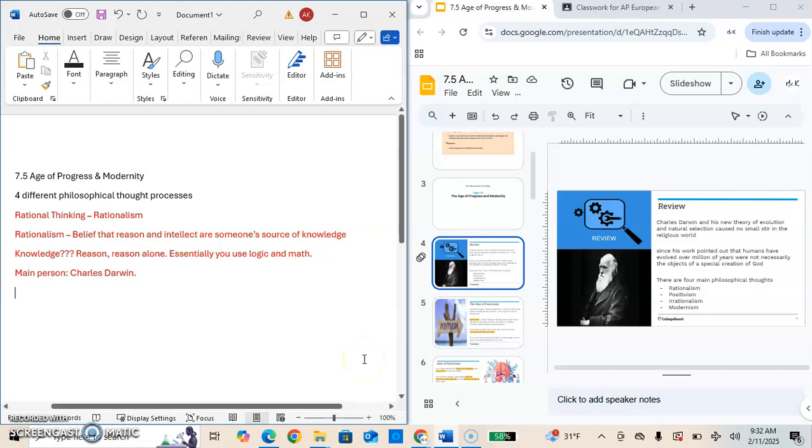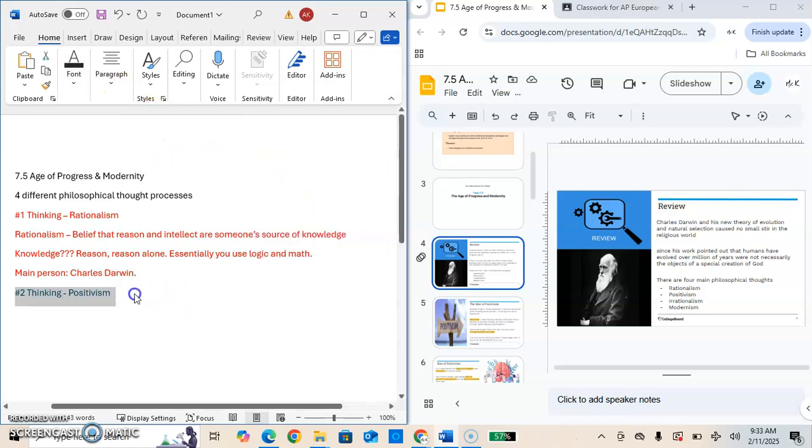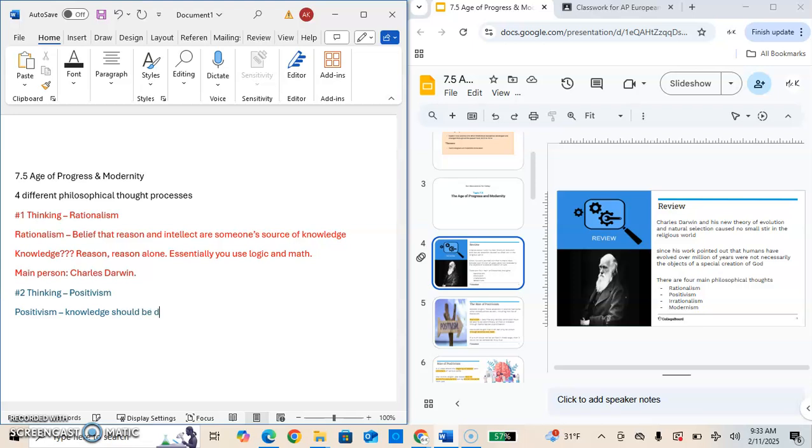Then we have a second way of thinking. So I'm just going to say number one thinking. And now we got number two thinking, and that is positivism. All right. Let's make this blue. All right. So, what is positivism? Well, it's very similar to rationalism, but kind of different. It's that when you have knowledge, it should be derived from empirical evidence and scientific observing.